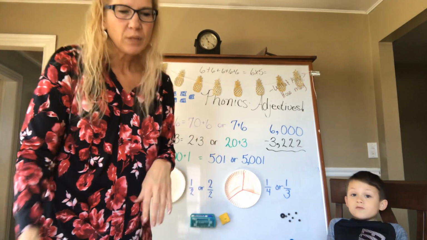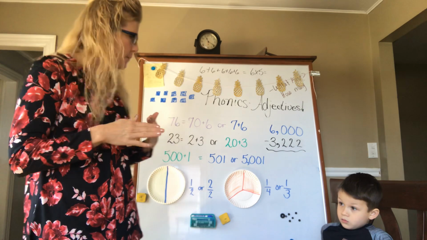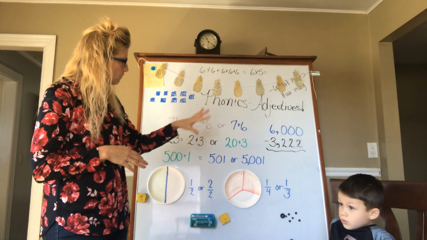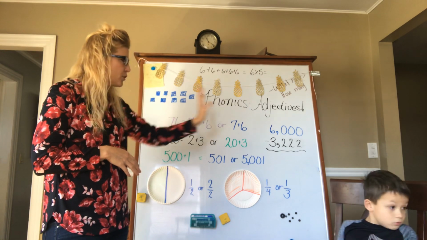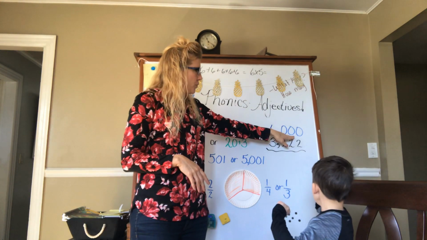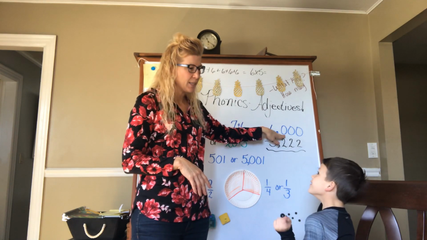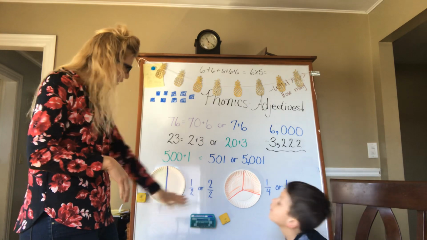Now, the next thing that I want to talk about. I'm going to turn the camera around in just a minute so you can see the problem. We're going to talk about borrowing when 0 is in the hundreds and the tens place. We're going to do that. But before we do that, let's look at our fractions.